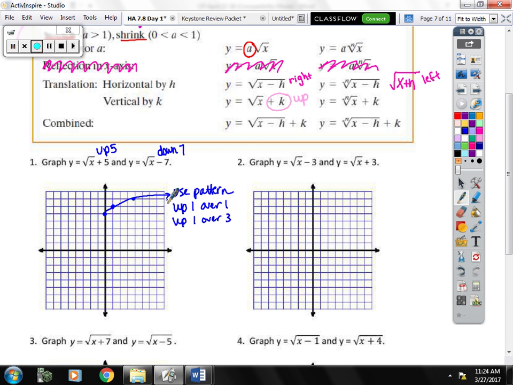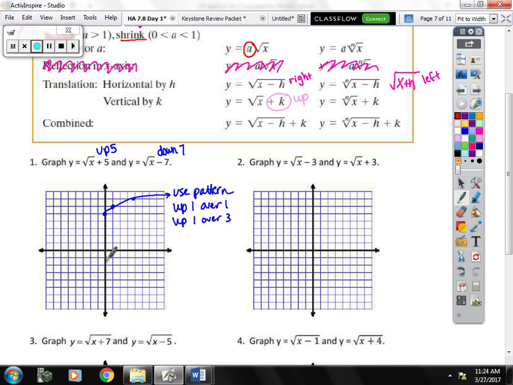Now think about why this makes sense. This is 4, right? So if I were to plug in 4, the square root of 4 is 2. 2 plus 5 is 7. So again, if you forget how to graph, just plug in numbers, and I would pick ones that are perfect squares. And then for the next one, the minus 7, we're going to, again, start at 0, 0.